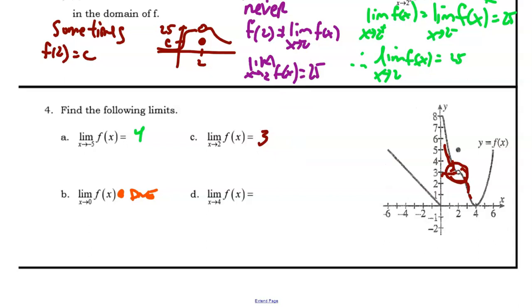All right, and then the last one that we're going to look at is 4. As x approaches 4, again, from the left, we're approaching 0. From the right, we're approaching 0, so the answer here is 0. So like I said, just pretty straightforward, simple questions for us to practice these problems. So hopefully that is all making sense to you guys.